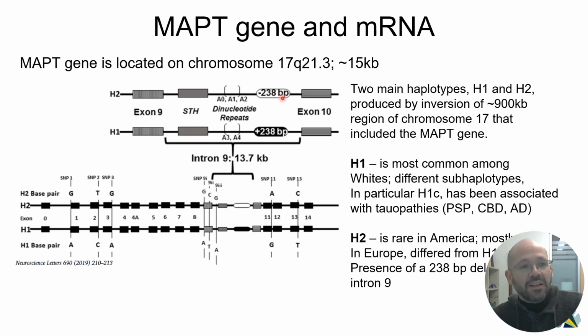In addition to the deletion and the inversion, there are specific single nucleotide polymorphisms, or SNPs, associated with H2 and H1 that have been identified. The relevance of these haplotypes and the SNPs to disease and biological function is still under study or poorly understood.